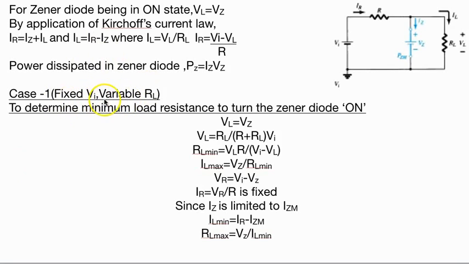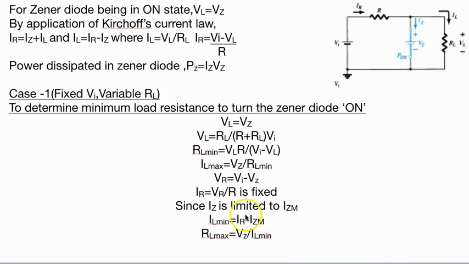Now, in the fixed Vi case, the voltage is fixed but the load resistance varies. In that case, we keep VL equal to Vz. Now, earlier we have known that VL is a voltage. If you do a voltage divider over the load voltage, you will get VL equals RL divided by R plus RL into Vi. The RL minimum is equal to, if you say that it's a minimum, let's suppose it is given as a minimum. Okay. Then we have a maximum load current and a minimum Zener current.